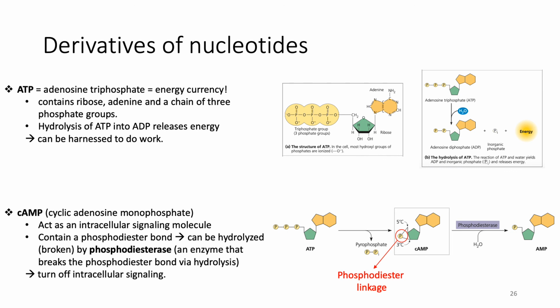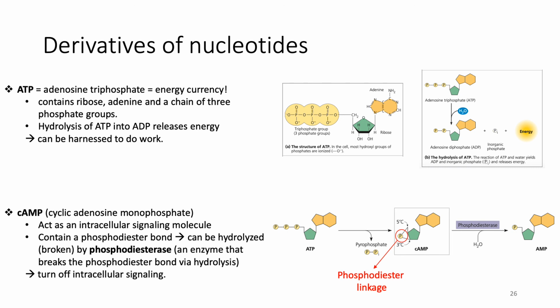When the terminal phosphate bond is broken by addition of a water molecule, a molecule of inorganic phosphate leaves the ATP, which becomes adenosine diphosphate, or ADP. This hydrolysis at the terminal phosphate bond releases energy, which can then be harnessed to do work in the body. A derivative of ATP is cAMP.